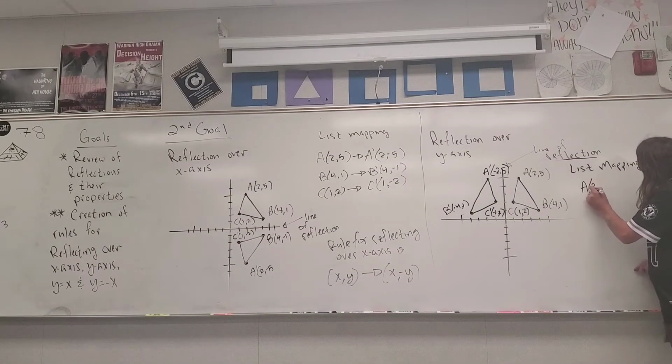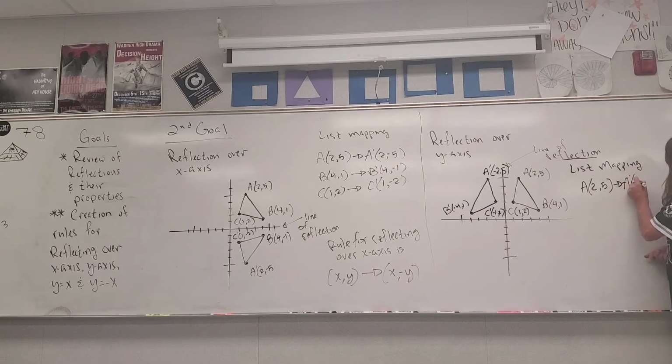A, which was (2, 5), maps to A prime, which is (-2, 5).